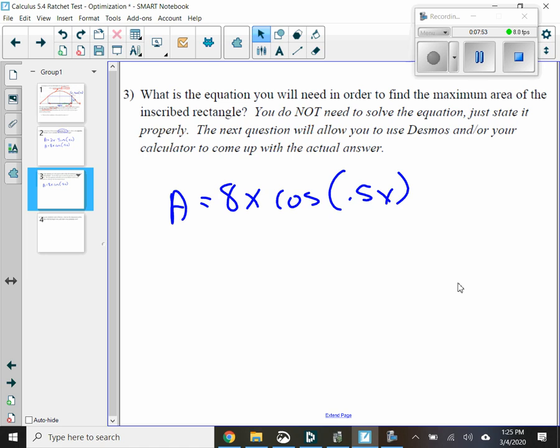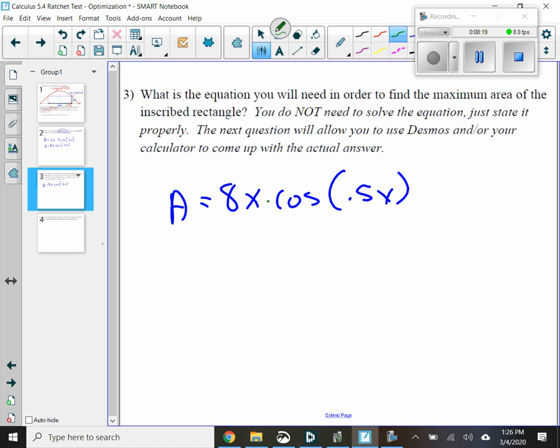So what do we need to do? What equation are we going to need to find the maximum area? The derivative of that, right? The derivative of that equal to 0. Okay? So I'm looking at this. I see a product: 8x times cosine 0.5x. Right?